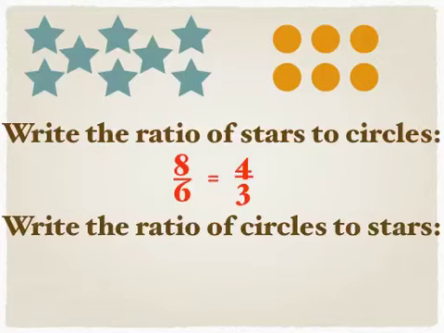And then the second question on this page asks me to write the ratio of circles to stars. Order does matter again. This time circles need to come first. So the number of circles would be on top, and the number of stars would be on the bottom, which means I would have the ratio of 6 to 8. Again, 6 and 8 have a number that can go into both evenly, and it would simplify to 3 over 4. Dividing both 6 and 8 by 2 results in 3 over 4.